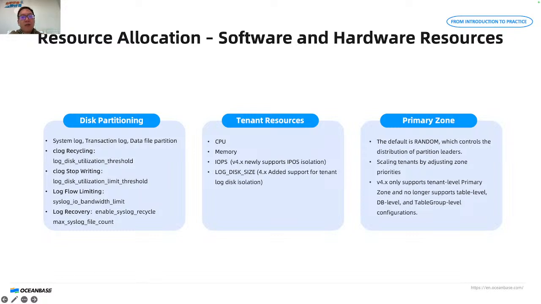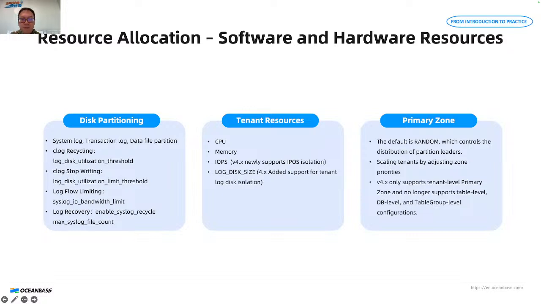We need to focus on the resource allocation and discuss it from several perspectives: software, hardware, and table resources. Let's talk about the first part, software and hardware resources. Typically, the hardware indicators we consider are CPU, memory, and disk. For CPU and memory, it's essential to allocate resources exclusively to the database as much as possible.